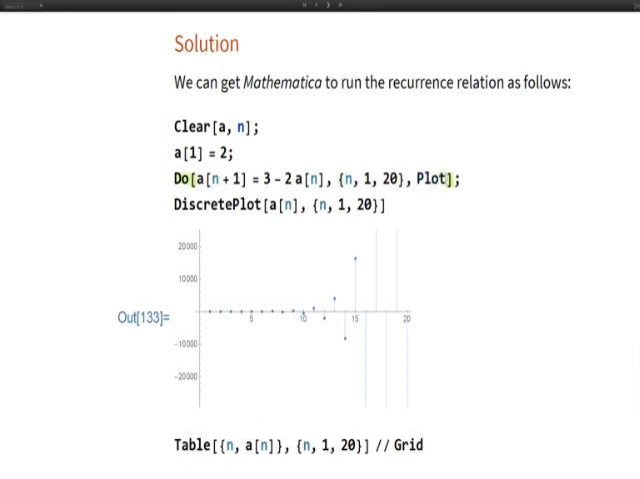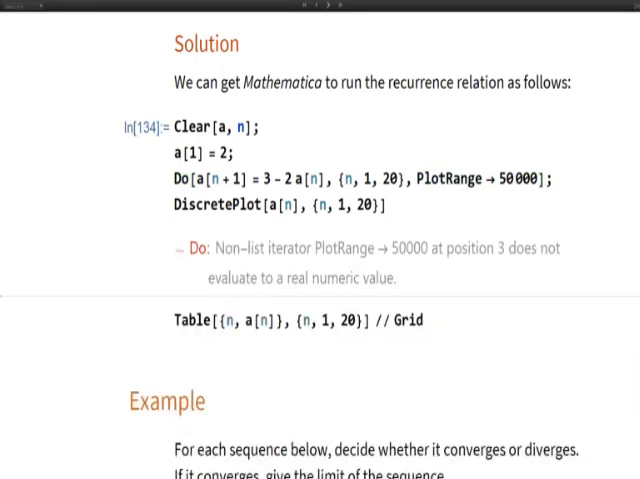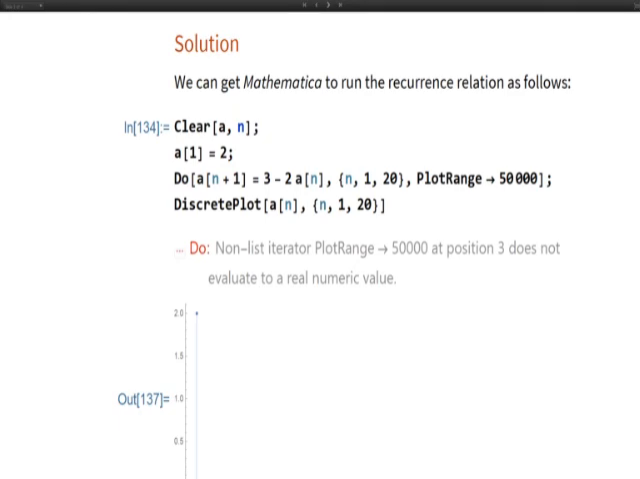Let me try this. PlotRange. Let's try this. See if we can get... Oh, I'm putting this in the wrong spot and not even paying attention. This goes here. I don't know why I was putting it in the Do loop.